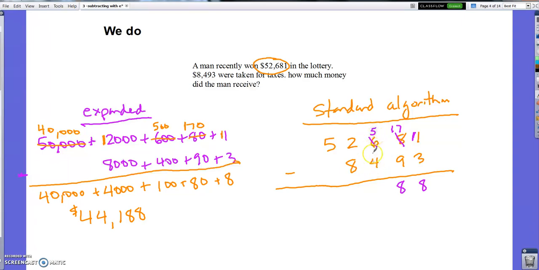I can take 400s away from 500s. And then I will have to regroup here because I can't take 8 from 2. So I take a 10,000 and I regroup it as 10 1,000s. 1 10,000 or 10 1,000s. They even sound the same. Are equal things. So I can do 12 minus 8. 12,000s minus 8,000s is 4,000s. And 4 10,000s minus no 10,000s is 4 10,000s. And I end up with the same $44,188. I'd still take it. Not a bad lottery winning.